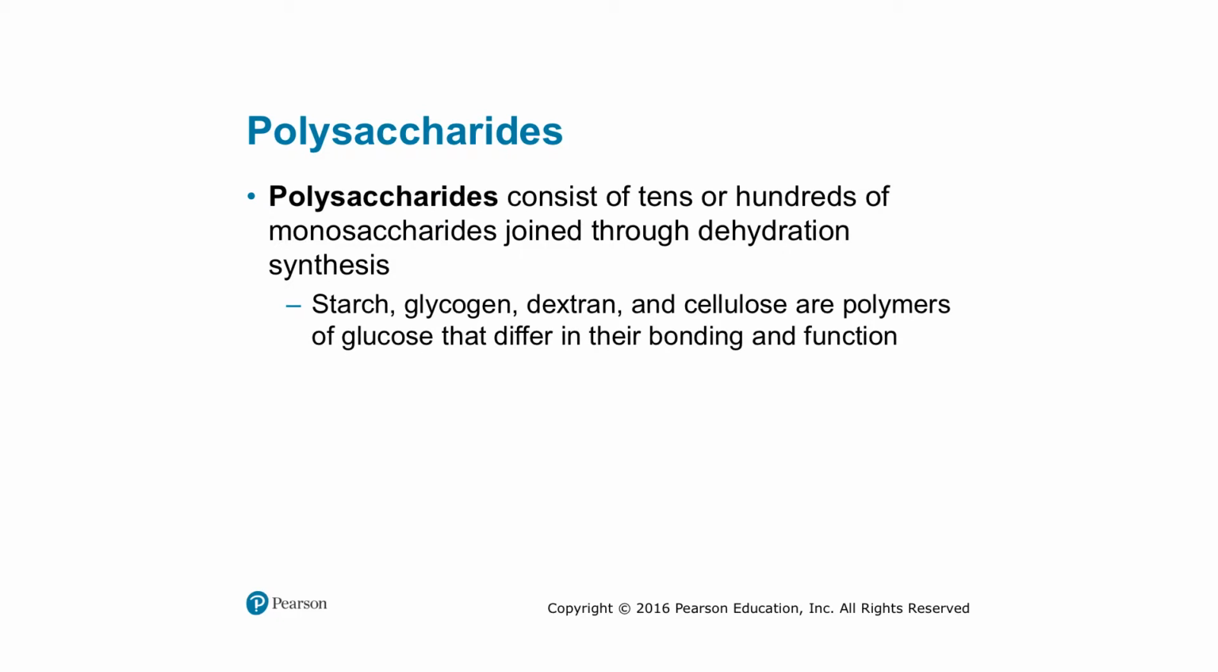So polysaccharides consist of tens or hundreds of monosaccharides joined through a dehydration synthesis. Starch, glycogen, dextran, and cellulose are polymers of glucose that differ in their bonding and function. So you might be familiar with starches. Starches are very tasty if you fry them up, especially if they're potatoes. Glycogen is the storage form of glucose in the human body.